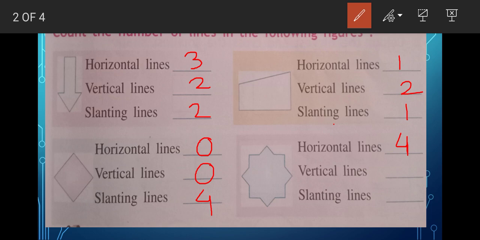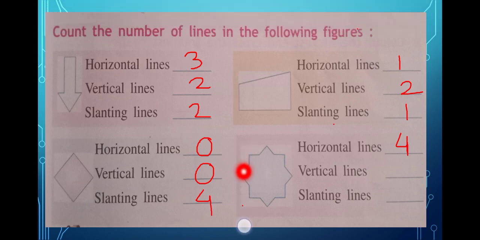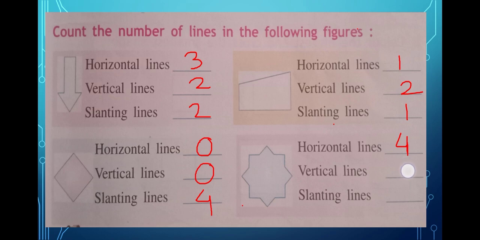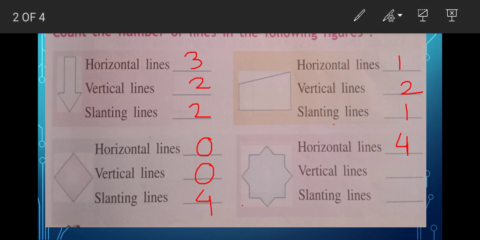Okay children, now how many vertical lines can you see? I can see here, this is one vertical line, this line, isn't it? 1, 2, down also same, 3, 4. So vertical lines also we got here, 4. Right, children? So let us write here 4.